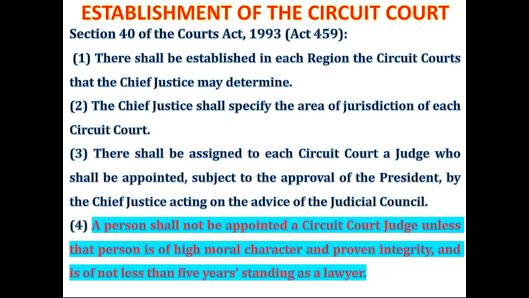But the Chief Justice must act on the advice of the Judicial Council. And after the Chief Justice has acted on the advice of the Judicial Council to appoint the circuit court judge, then we shall gain the approval of the President. So there is the advice of the Judicial Council that will come first. Then the Chief Justice appoints. Then after that, the President approves.